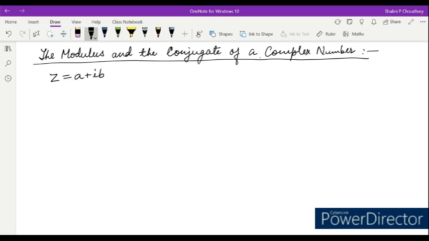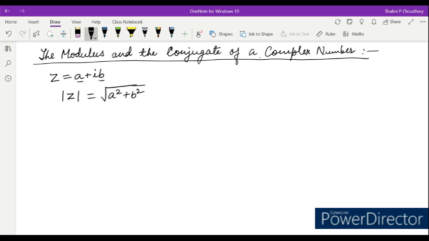Then what will be the modulus? The modulus is denoted by modulus of z, and that will be a non-negative real number equal to square root of a square plus b square. And what are a and b? a is the real part of this z and b is the imaginary part of this z.